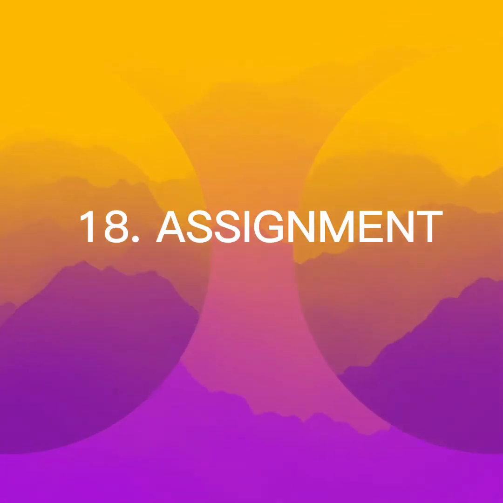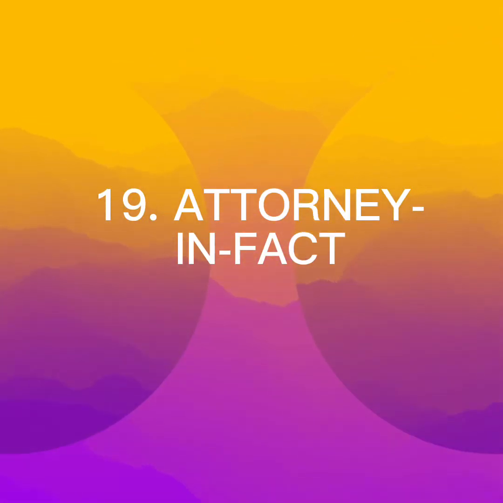Number 18, assignment. The transfer of the right, title, and interest in the property of one person, the assignor, to another, the assignee. In real estate, there are assignments of mortgages, contracts, agreements of sale, leases, and options, among others. Number 19, attorney in fact. One who is authorized by another to act in his place under a power of attorney.